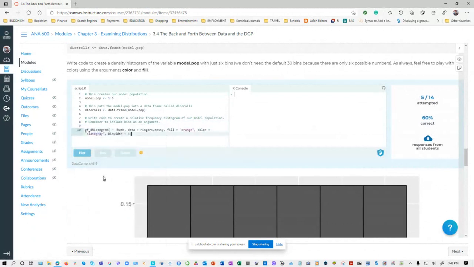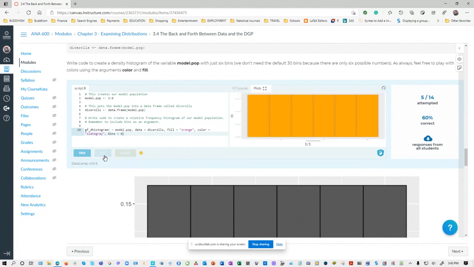See what you're gonna have. We're gonna write the code to create a relative frequency histogram. That's why I put the D histogram. Then my variable would be what? Model dot pop. Okay. My data would be what? Dice rolls. We can talk about the fill and bandwidth, and the bins. How many bins do we need? 6, otherwise we're going to have gaps. Since we have 6 numbers, keep 6 bins. Okay? 6 numbers, 6 bins.